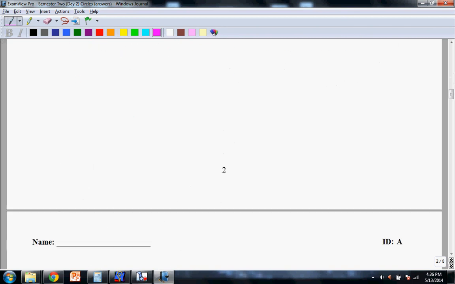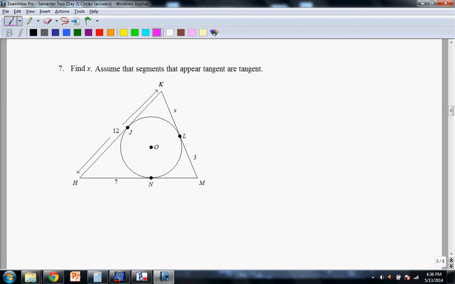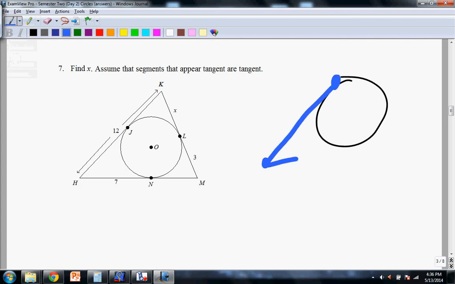Let's take a look at number 7. We have a bunch of tan-tan angles. So remember, when we have a tan-tan angle, you have one tangent to another tangent. We know that the arms of the tan-tan angle are equal. So this works really, really well if you have colors. So all I'm going to do is just color code the tan-tan angles for you.